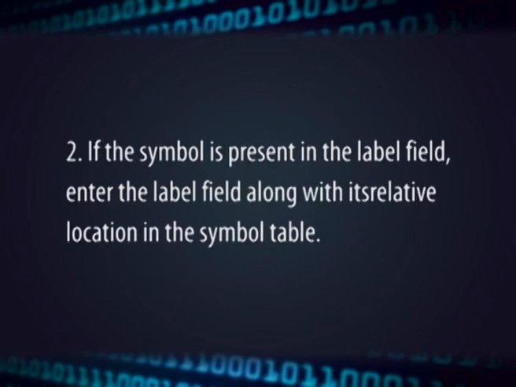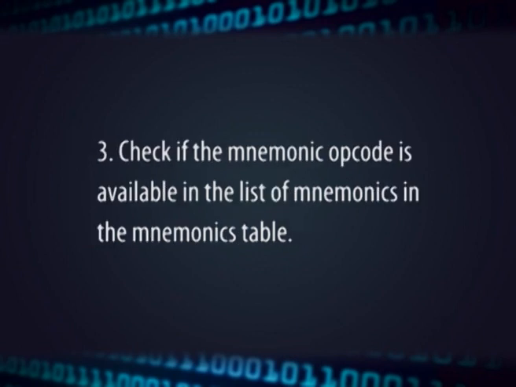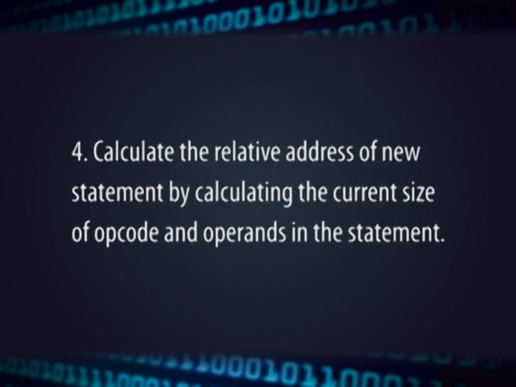Second, if a symbol is present in the label field, enter the label along with its relative location in the symbol table. Third, check if the mnemonic opcode is available in the list of mnemonics in the mnemonic table. Fourth, calculate the relative address of the new statement by calculating the current size of the opcode and the operands in this statement. So, these are the 4 tasks performed in the first pass.